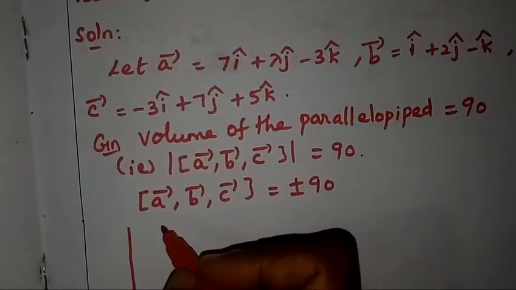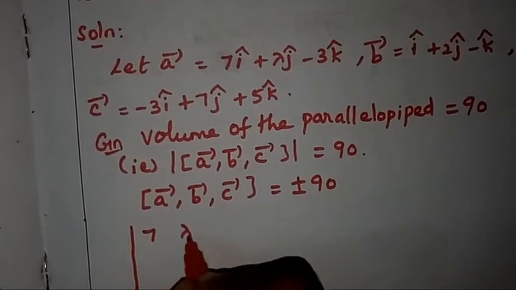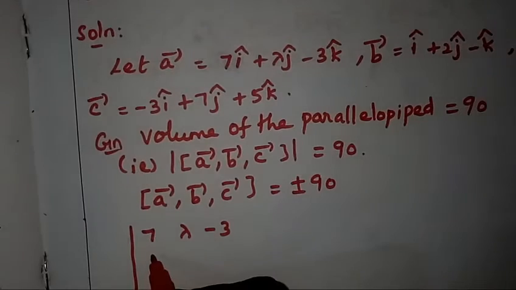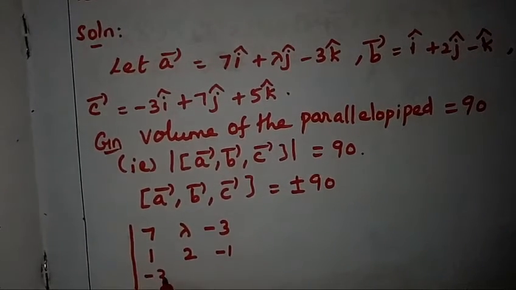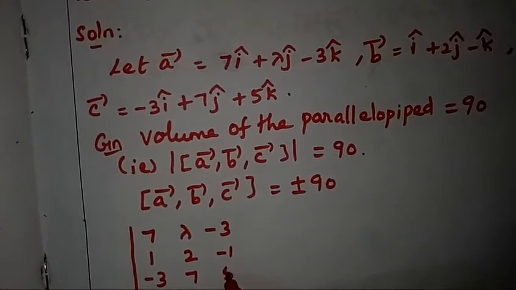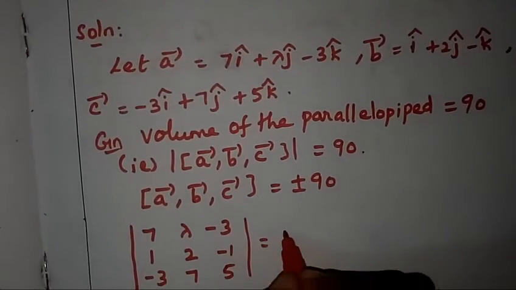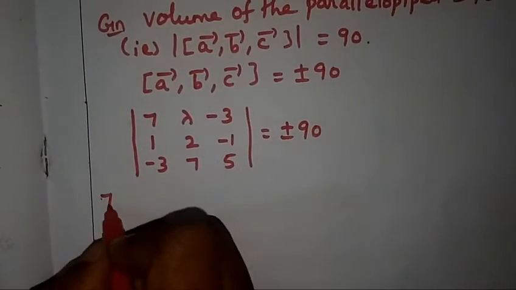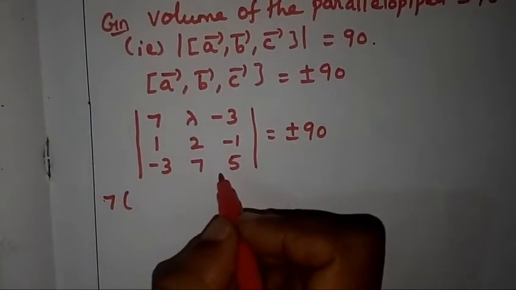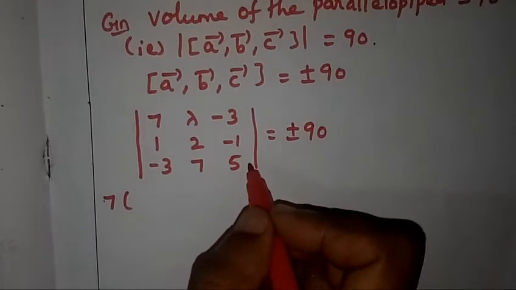A vector, take the coefficients as 7, lambda, minus 3. Then B vector coefficients 1, 2, minus 1. C vector coefficients minus 3, 7, 5. The determinant of this is equal to plus or minus 90. So now we can expand it. 7 into, leave the first row and first column. Like this you will get the determinant.